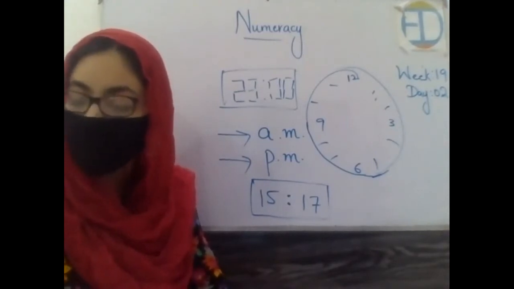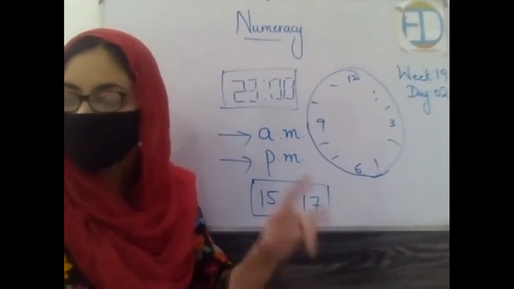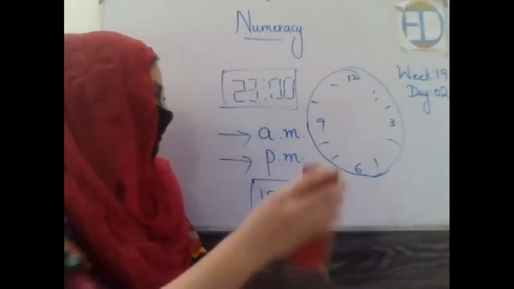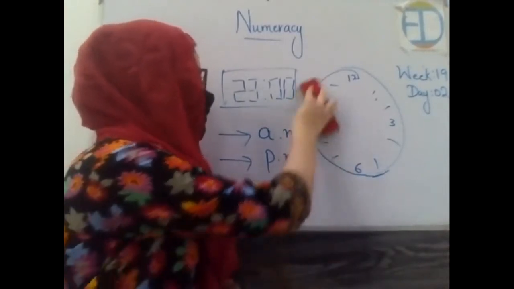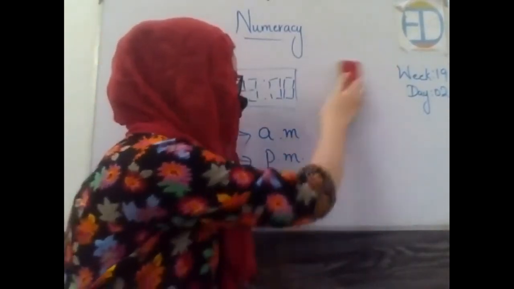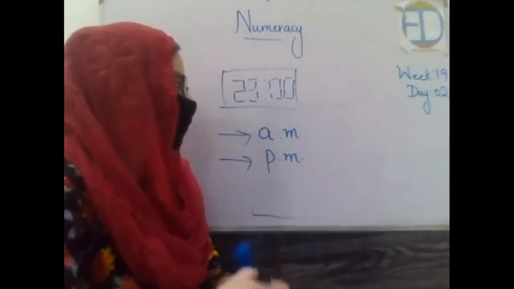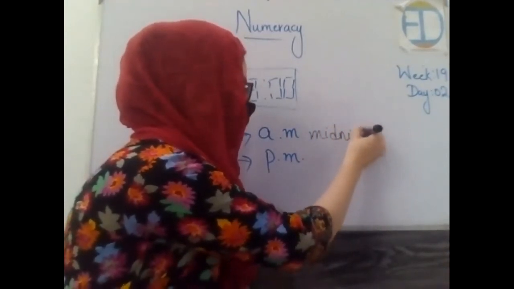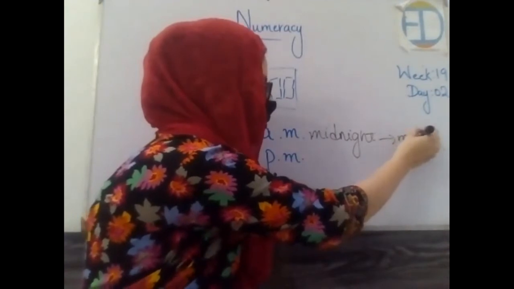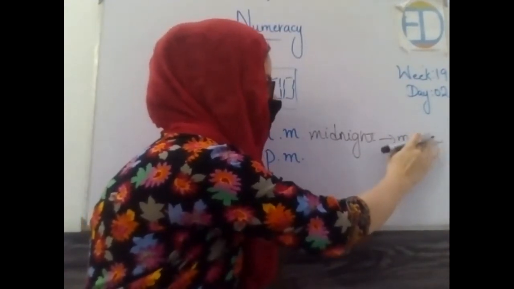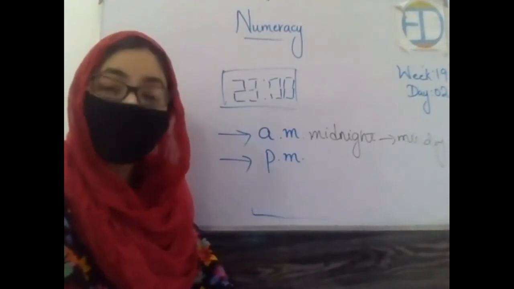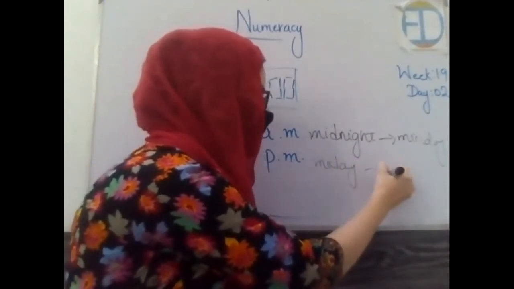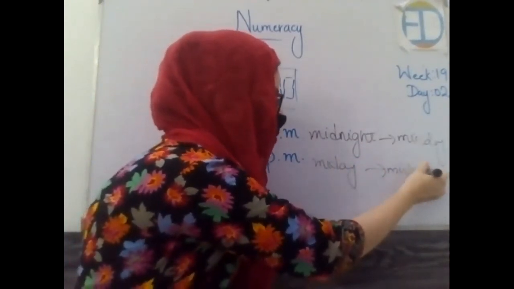Now let's understand what AM means. The time between midnight and midday is referred to as AM. Let me write it somewhere. The time between midnight to midday is known as AM. And then from midday to midnight, it's PM.